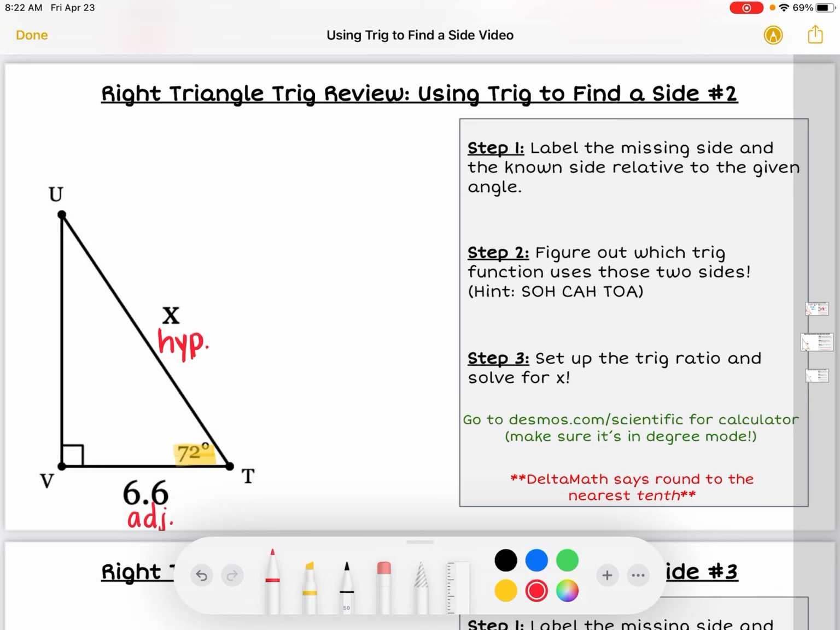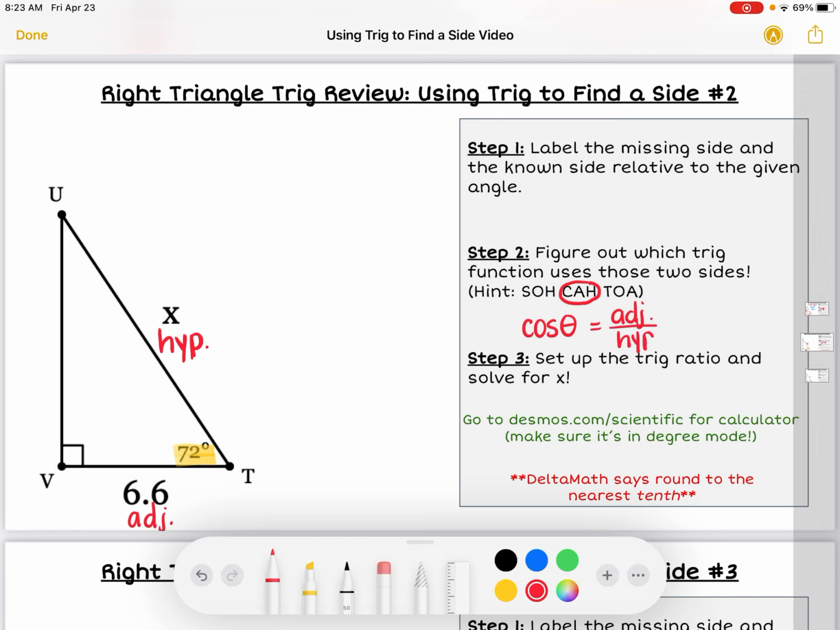So now that we've labeled it as the hypotenuse and the adjacent, we need to pick which trig function uses these two sides. So A for adjacent, H for hypotenuse. So I'm looking for AH. That is going to be the part of SOHCAHTOA. The C stands for cosine. So that means we're going to be using cosine of our angle equals adjacent over hypotenuse.